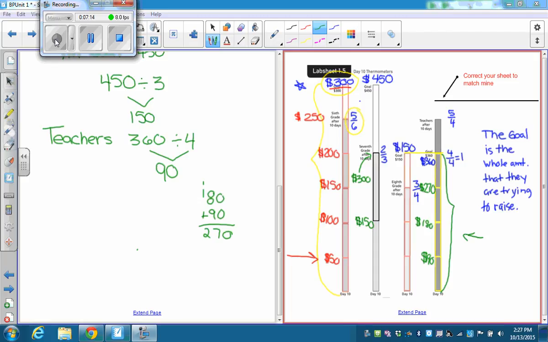So the question that I want to know is, Ellis, what did the teachers raise? If they were at 360 right here, how much more did they raise? How much was each little jump? So altogether they had 360 plus what? 90, and so that's 450 for the teacher goal. Right there. Okay?